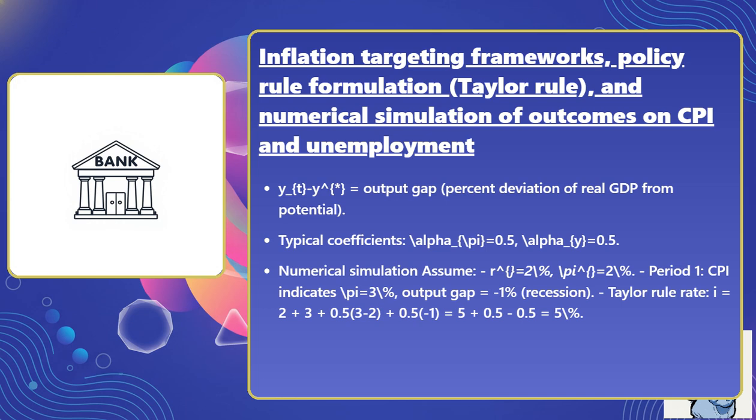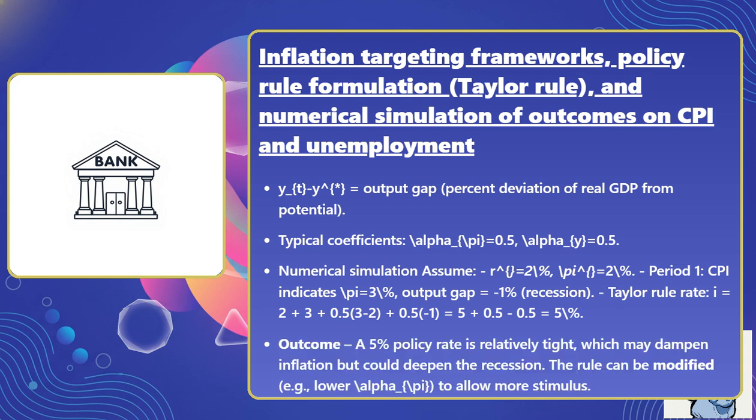Numerical simulation: assume r* = 2%, π* = 2%. Period 1: CPI indicates π = 3%, output gap = −1%, a recession. Taylor rule rate: i = 2 + 3 + 0.5 × (3 − 2) + 0.5 × (−1) = 5 + 0.5 − 0.5 = 5%. Outcome: a 5% policy rate is relatively tight, which may dampen inflation, but could deepen the recession. The rule can be modified, for example lower α_π to allow more stimulus.